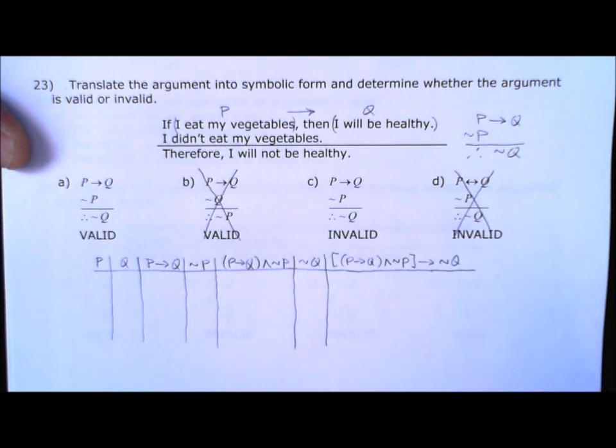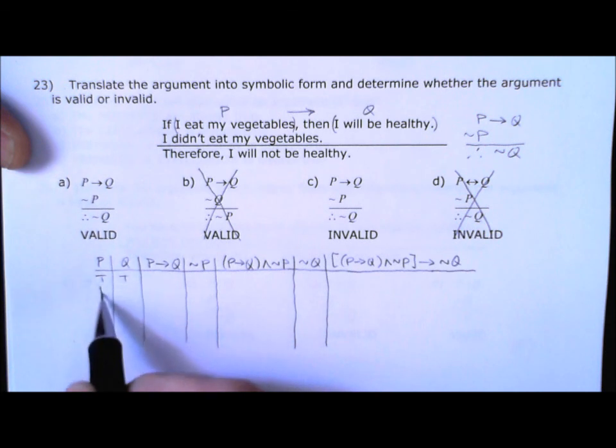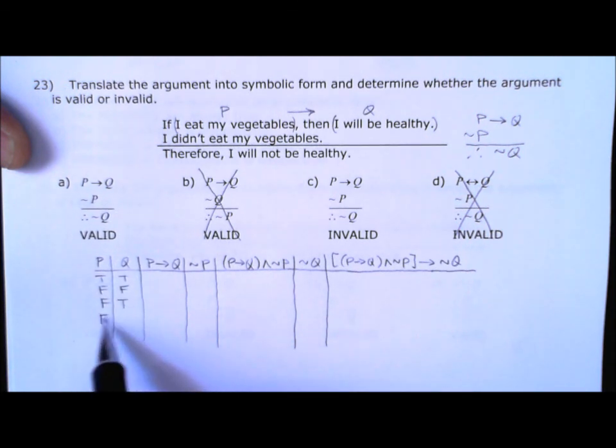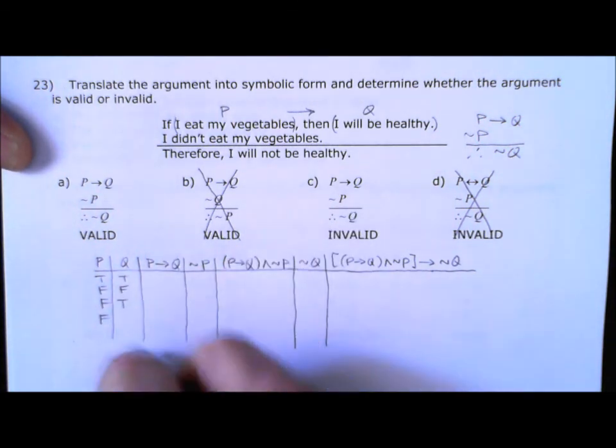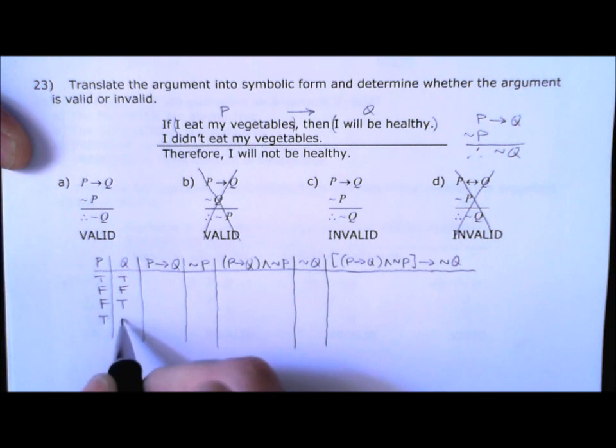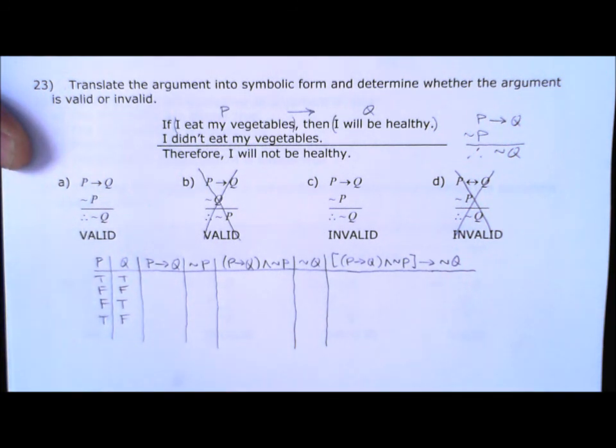So the question is, are they all trues or is it not? So we fill this out: true, true, false, false, false, true, true, false. Let's make sure we get 4 different ones. So true, false would be the 4th one.